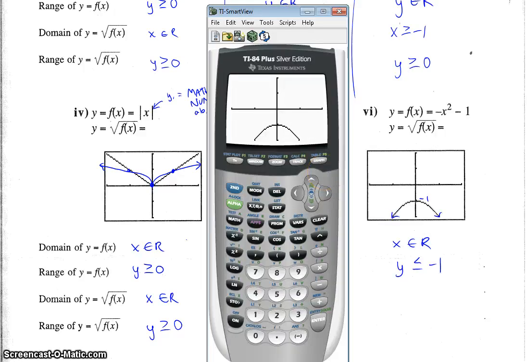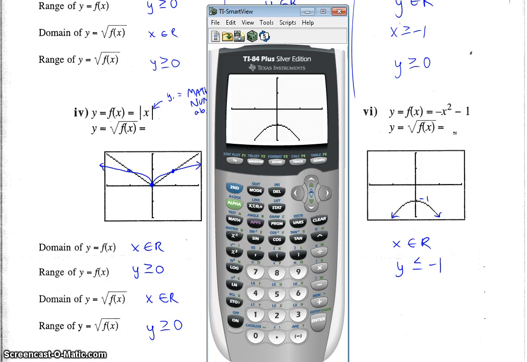Okay, so we're sitting here with what we got with our graphing. We put negative x squared minus 1 into y1, and we've still got the square root function. It's a bold line. But when you hit graph, what do you notice? Nada, okay? So nothing graphed, or at least not on our screen.